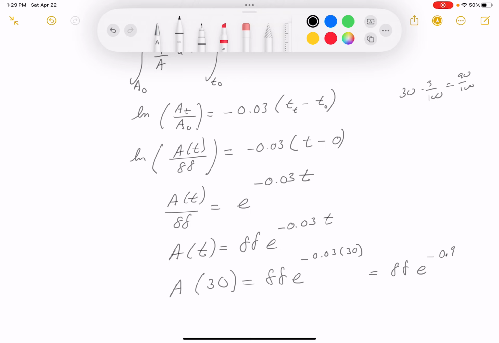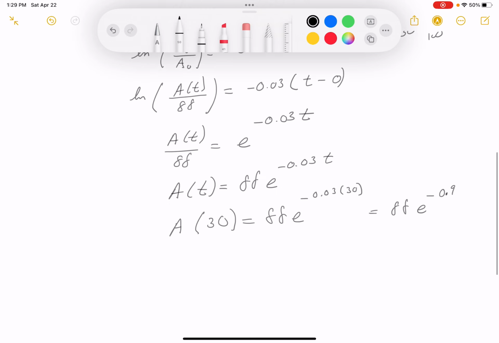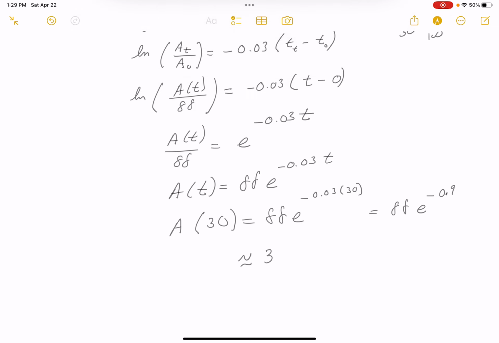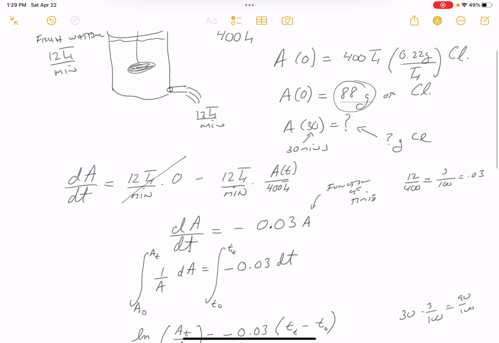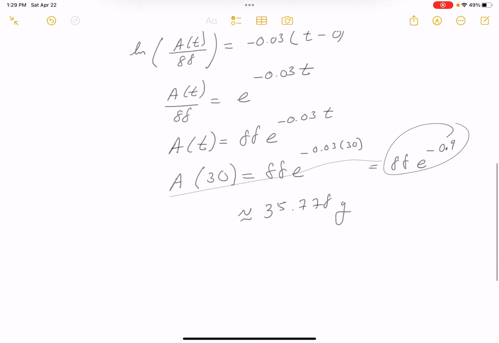Okay, what do I have to do now? I got to use a calculator. So if you use a calculator and you compute this number over here, you should get 35.778, and so on. What does it mean, grams? All right, again, let's go back and see what happened. There were 88 grams. They're diluting it. 30 minutes later, pumping all the fresh water in, mixing it well, and draining at the same time. They'd have this number of grams in that pool of water, the mixture.